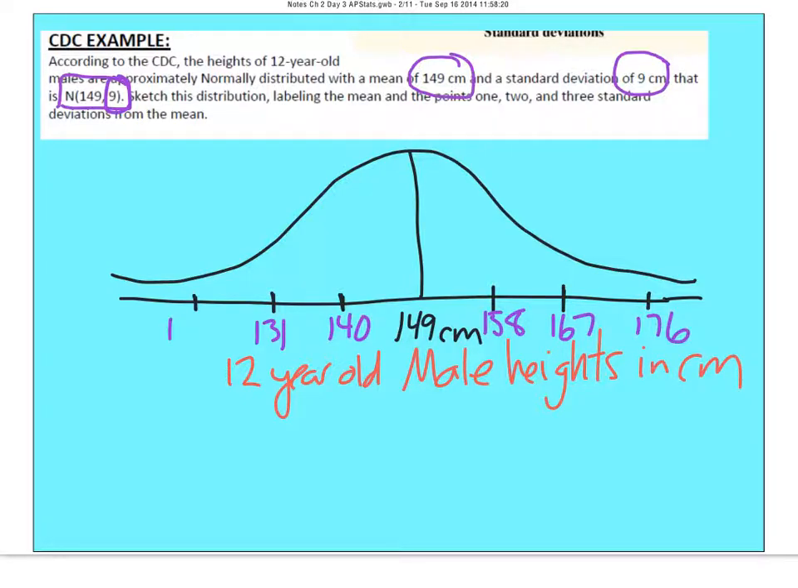Now an example would be if they asked us what percent of students fall within 140 and 158 centimeters in height. If we look at that, we would notice it's 1 standard deviation, and we know 68% of the data sits in there, so it would be 68% of the students.